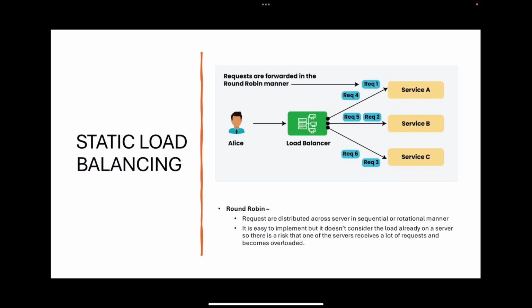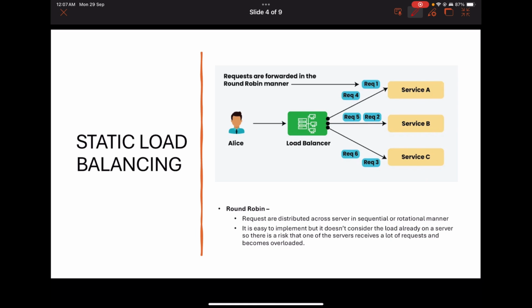The round robin algorithm is a pretty straightforward one. Requests are distributed across the servers in a sequential or rotational manner. So if request 1 comes first, it will go to service A, request 2 will go to service B, request 3 to service C, and then it rotates back to service A. This is the round robin algorithm and it is very easy to implement, but it doesn't consider the load already on the node the request is redirected to.